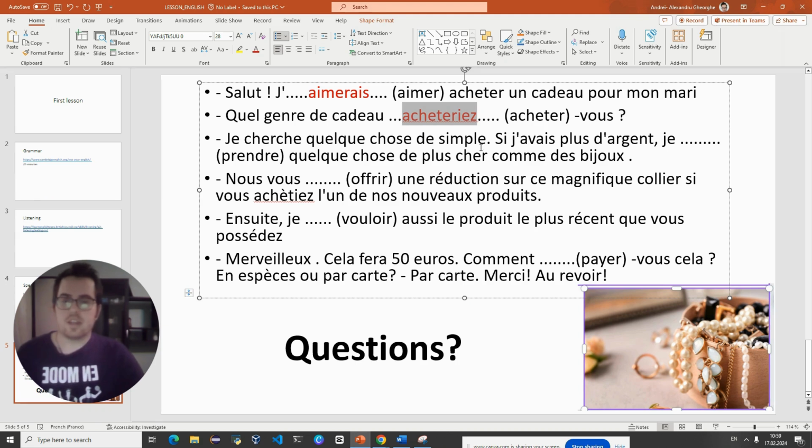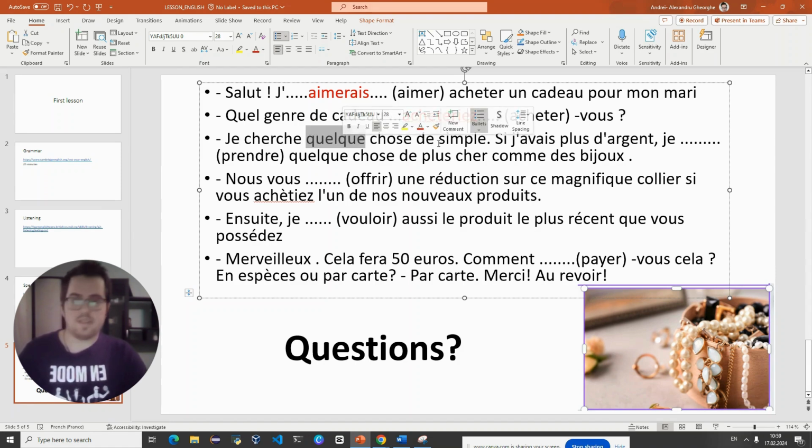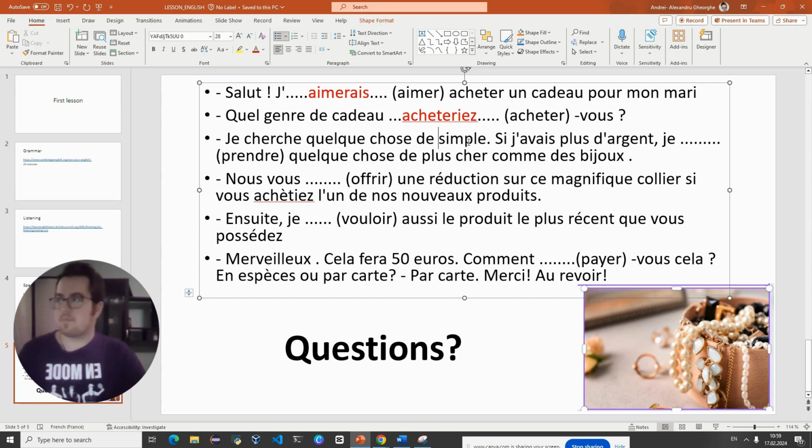Je cherche quelque chose de simple. Si j'avais plus d'argent, je quelque chose de plus cher, comme des bijoux. What does this mean? I'm searching for something. Quelque chose means something. De simple means quite simple. Si j'avais plus d'argent, if I had more money, je prendre.